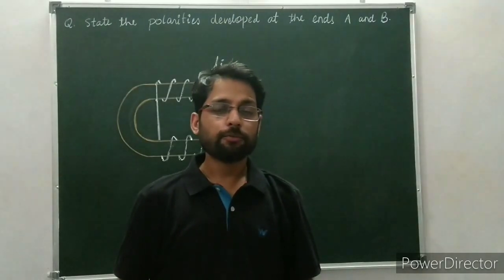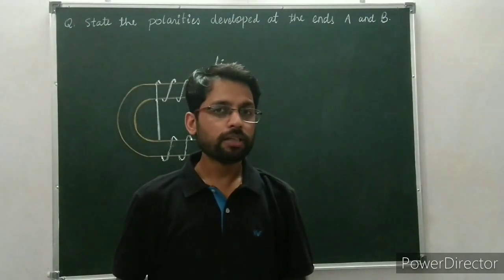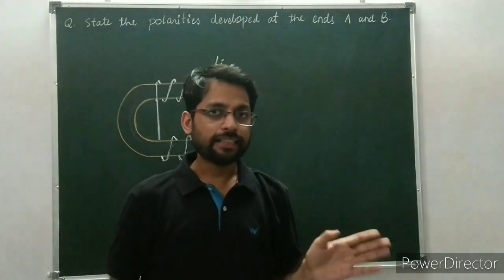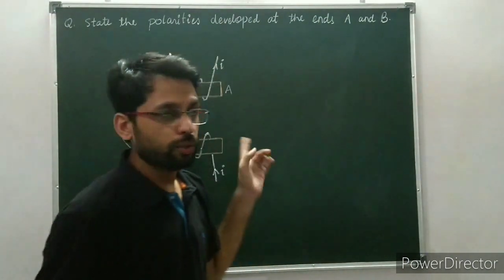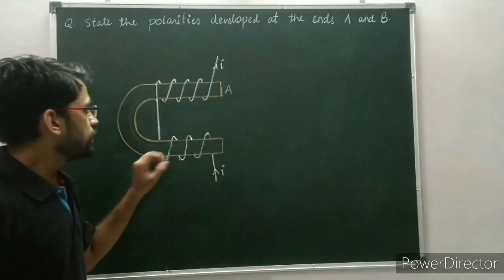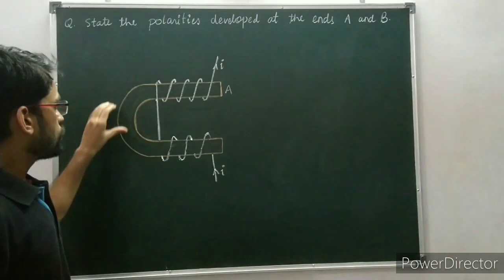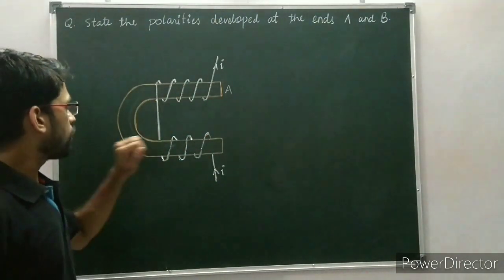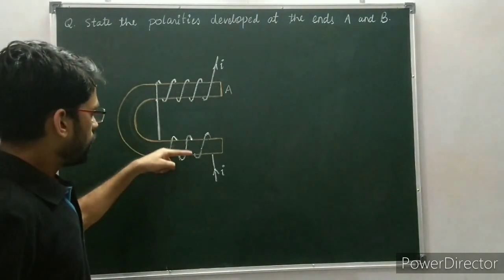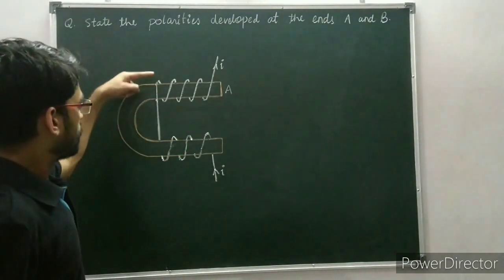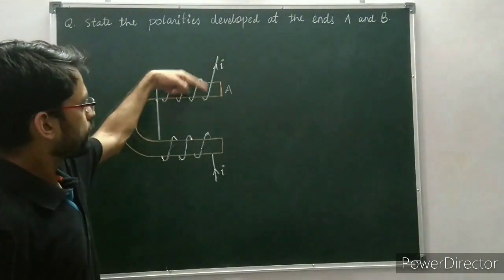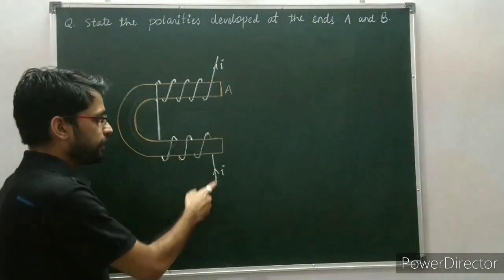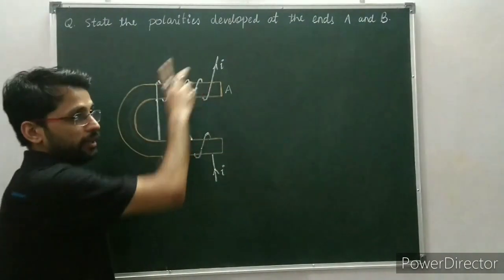In the previous class, we have discussed bar-shaped and U-shaped electromagnet. On the basis of that discussion, let's do this question. In this question, we have a soft iron U-shaped frame over which a wire is coiled like so, on both the arms, and a current I is flowing through the wire.